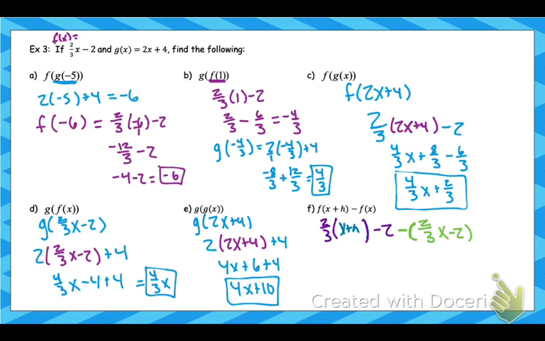Now let's distribute and simplify. 2/3 x plus 2/3 h minus 2 minus 2/3 x minus negative 2 becomes plus 2. And then you'll see some things cancel out. Negative 2, positive 2, 2/3, negative 2/3, and I'm left with 2/3 h.